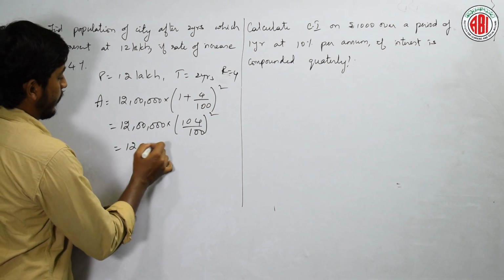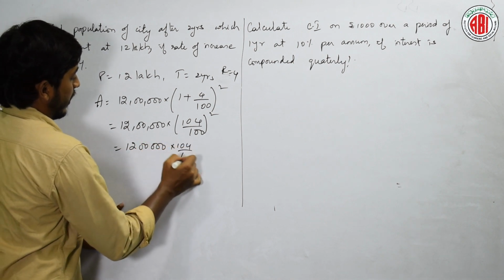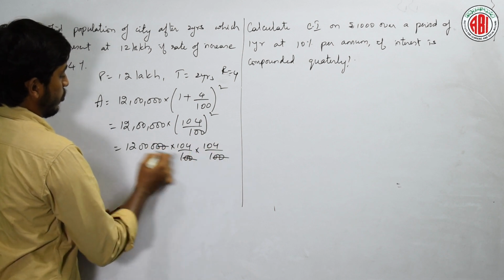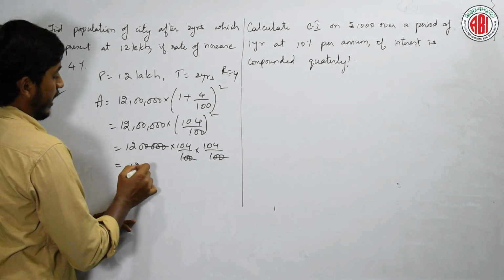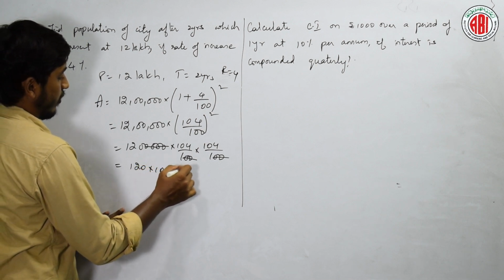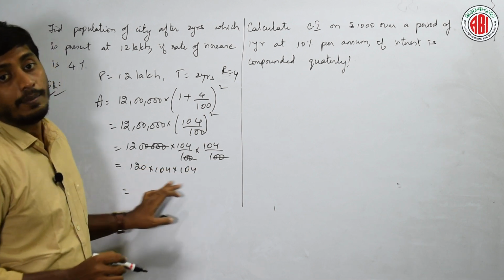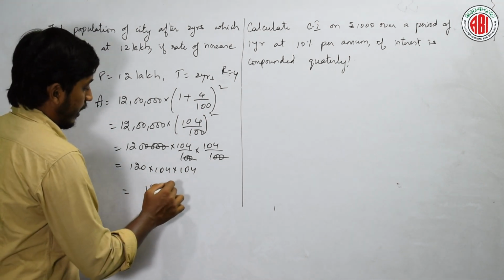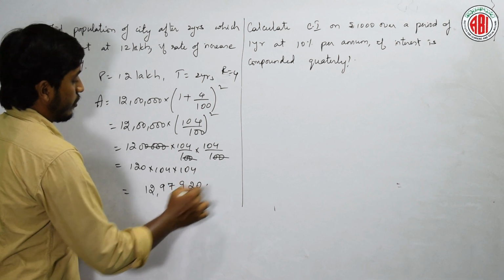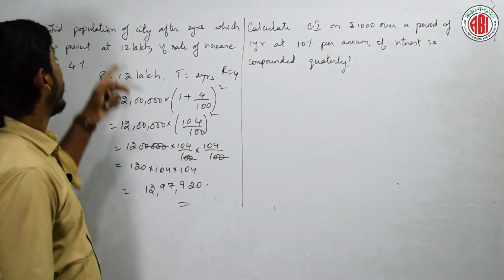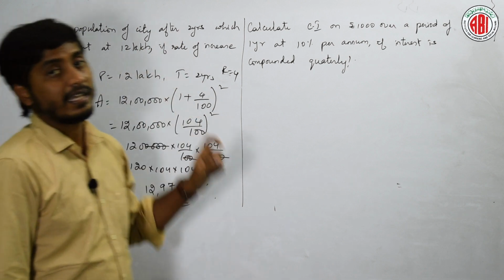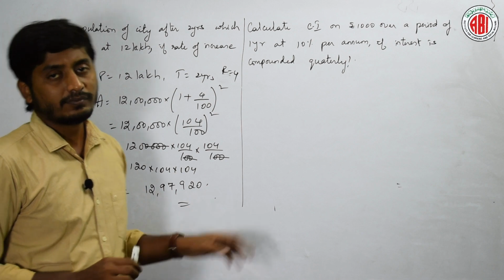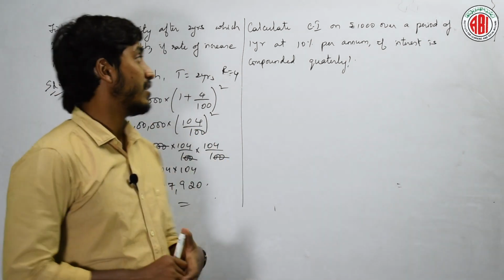Now check it here. 104 by 100 into 104 by 100. 2 zeros, 2 zeros will get cancelled. I will get 120 into 104 into 104. How much is it? Multiply and tell me. That is 12 lakh 97,920. Therefore, the population after 2 years of the city will be 12,97,920. Clear?